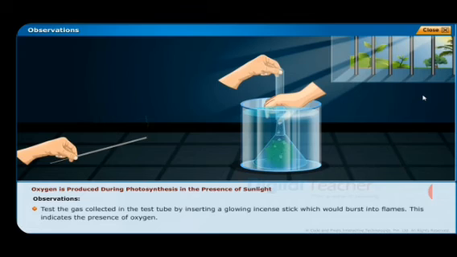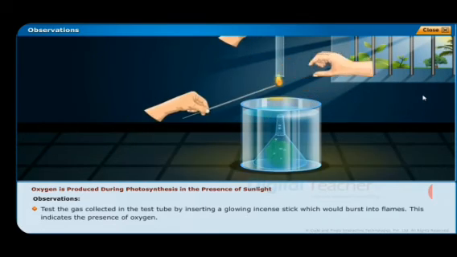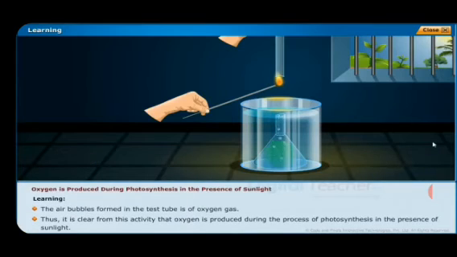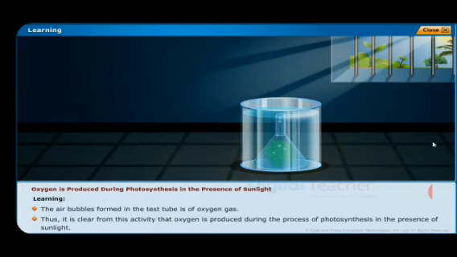Test the gas collected in the test tube by inserting a glowing incense stick, which would burst into flames. This indicates the presence of oxygen. The air bubbles formed in the test tube are of oxygen gas. Thus, it is clear from this activity that oxygen is produced during the process of photosynthesis in the presence of sunlight.